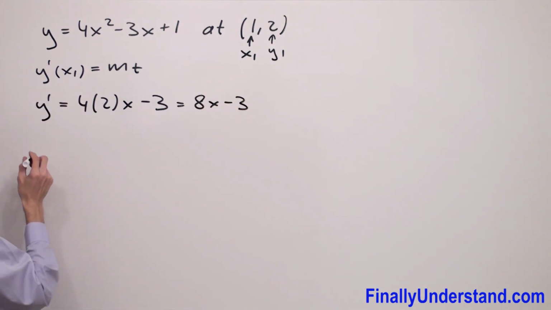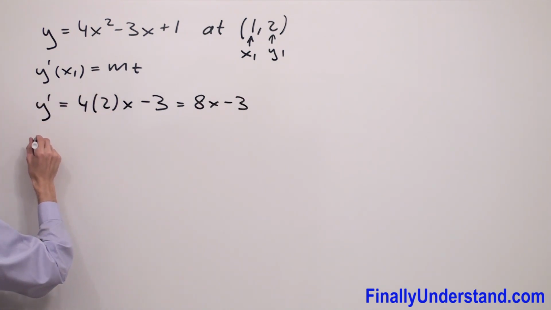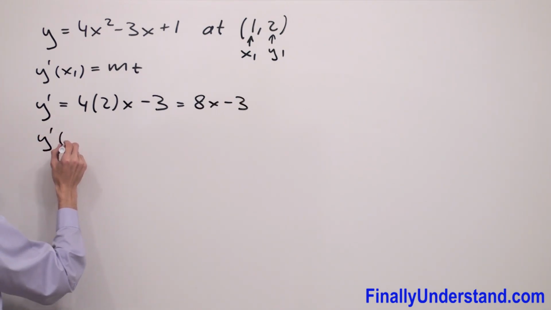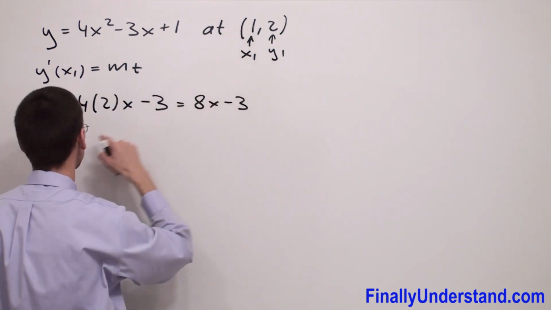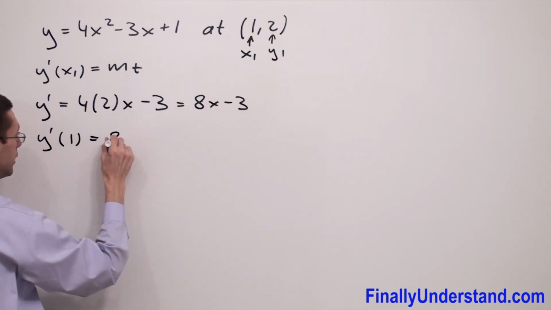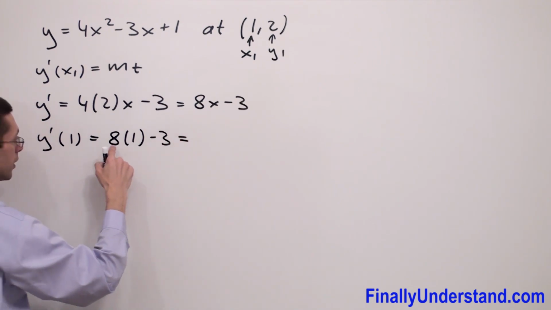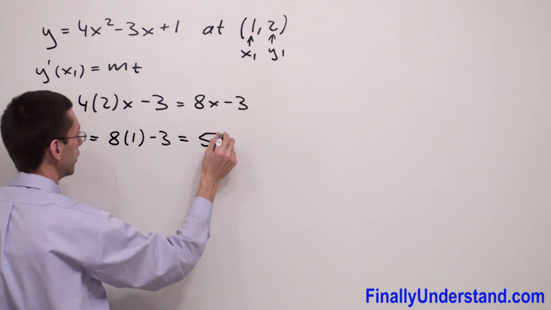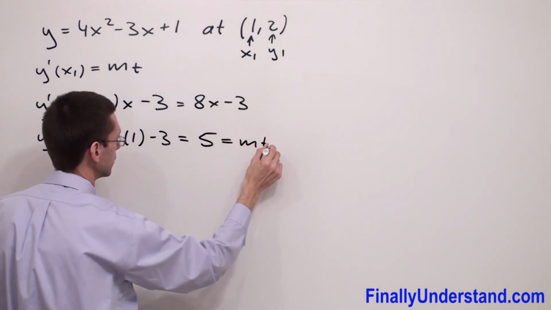So if you want to find the slope of the tangent, we're supposed to simply find the first derivative at x1. x1 is equal to 1, that's why I'm supposed to substitute this x by 1. So 8 times 1 minus 3: 8 times 1 is 8, minus 3 is 5. And this is the slope of my tangent.